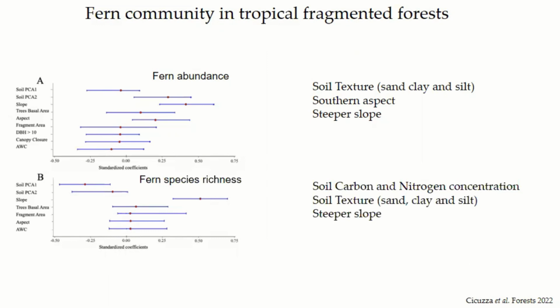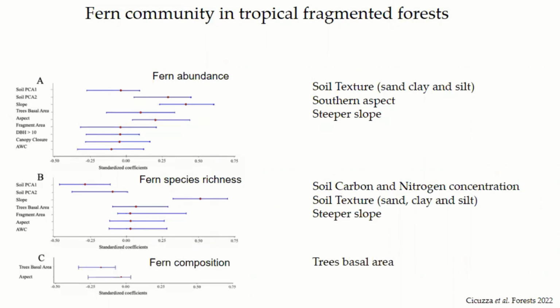As you can see here, there's not yet an effect of the forest fragment. Basically, the fragment does not influence the species richness and abundance, and the composition. I have a question mark myself on these results. Basically, the tree basal area, the DBH of large trees combined together, is a proxy of the forest structure. And I was expecting light availability, which is also an indication of forest structure, but it turned out not to be a significant factor.